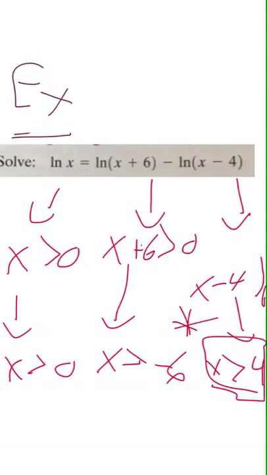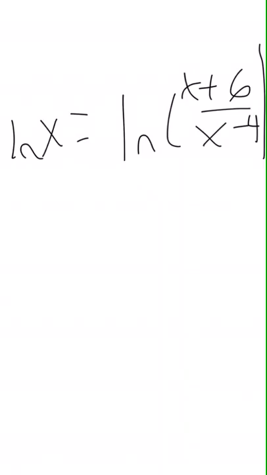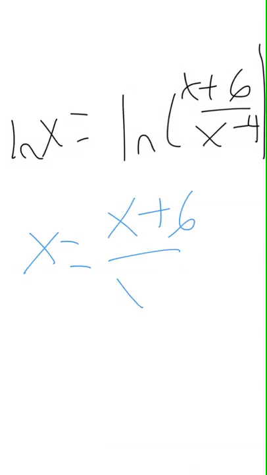So now back to our equation. Since we're subtracting these on the right hand side, we can just combine them into one logarithm and divide. So we would just have ln of x plus 6 over x minus 4 is equal to ln of x. Now since they're the same logarithms on each side, both ln's, and they're both equal, that means what's on the inside has to be equal. x is equal to x plus 6 over x minus 4.